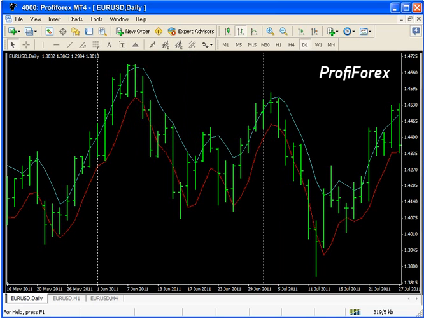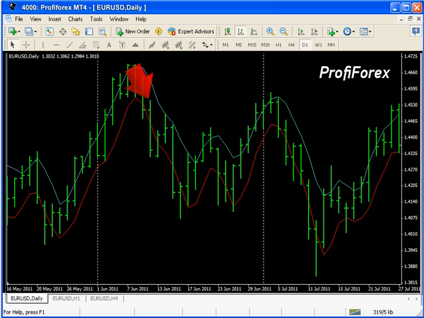Now let's point out the entry points on the basis of 3-bar maximums and minimums. If the trend turns upward, we buy on the line of the 3-bar minimum, fix profit on the 3-bar maximum, and wait for a rebound to the 3-bar minimum. Everything is simple. Short-term sell deals are made in the opposite way.